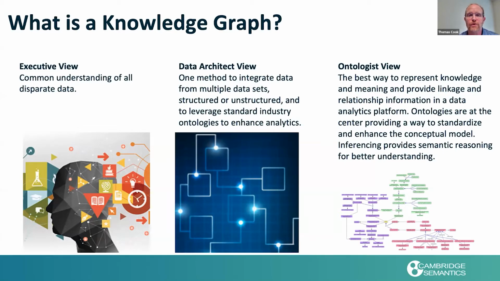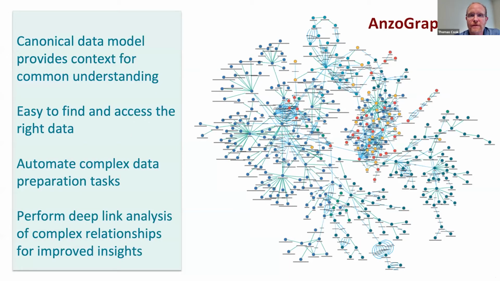You can see the different views that exist of a knowledge graph, from an executive view to the data architect's view and the ontologist view down to the very granular level. AnzoGraph DB provides the ability to create this canonical data model to have a better understanding of the overall data, as all of the data is in a single place, to make it easier to find and access the right data. Automate complex data preparation tasks and perform deep link analysis of complex relationships for improved insights.